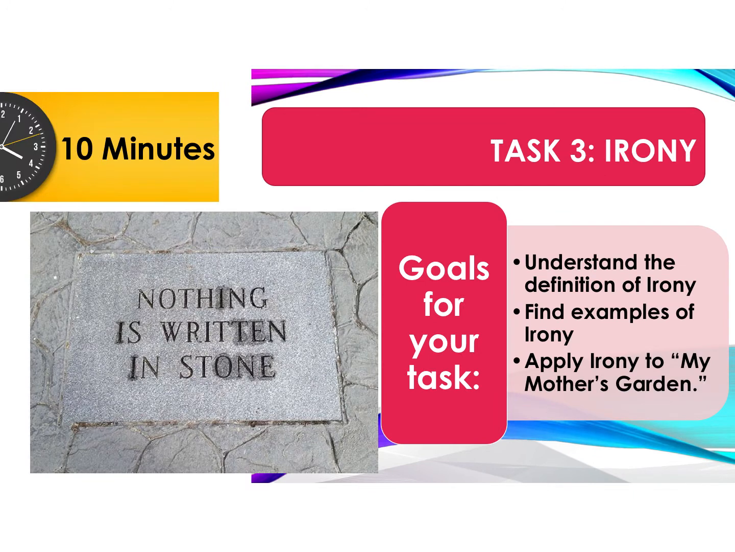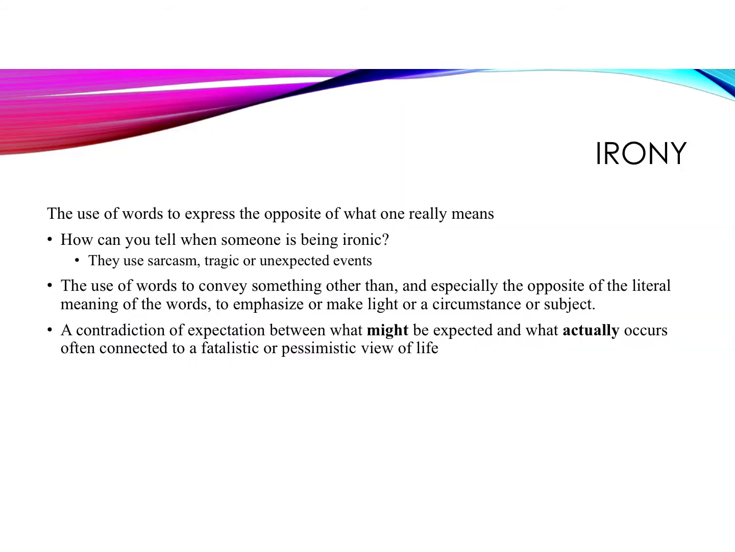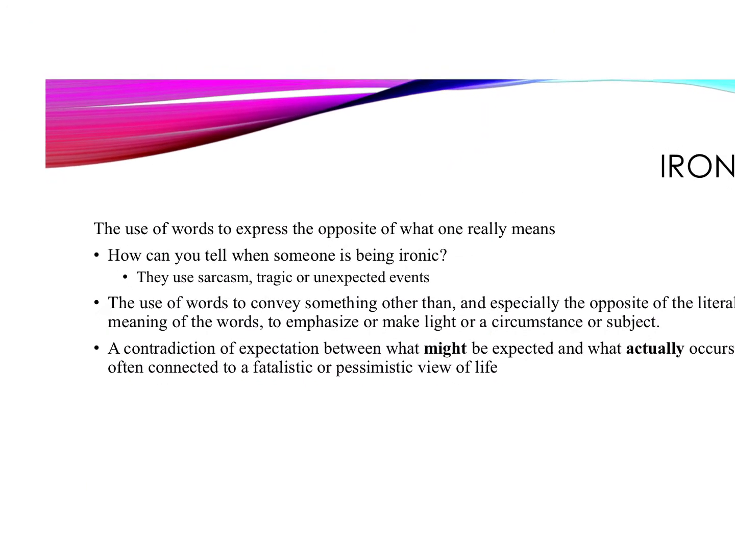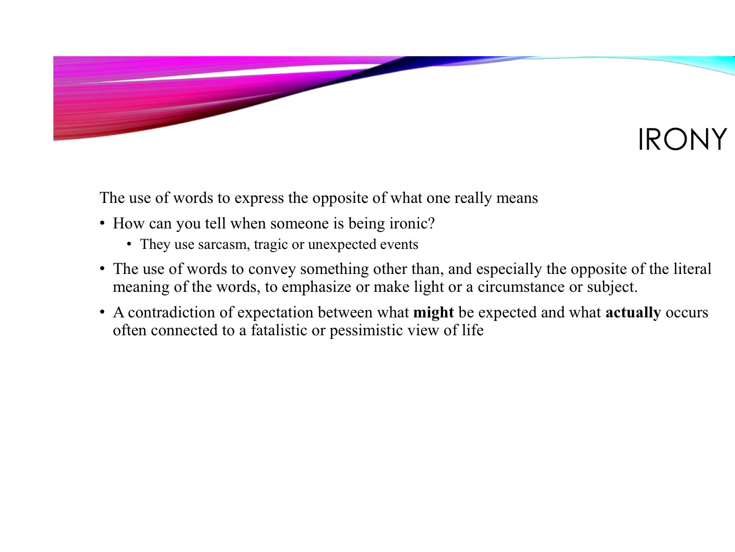All right, so the task here is to understand what irony is. And then we're going to go through and we're going to find some examples of irony to make sure that you truly understand before we have to write about it. So irony. Nothing is written in stone. Raise your hand. Who can tell me why that is irony? Excellent. It is written in stone, which tells you that the definition of irony is a contradiction. Okay? Very good. All right, I'm going to give you a minute to write down and fill in the blank. Just like you guessed, irony is a contradiction.